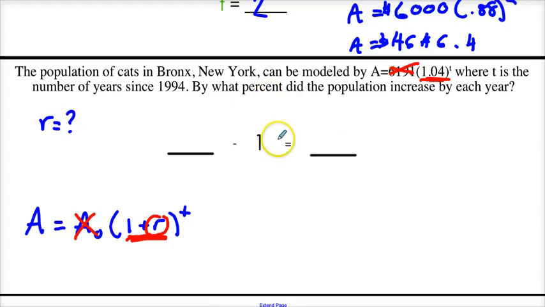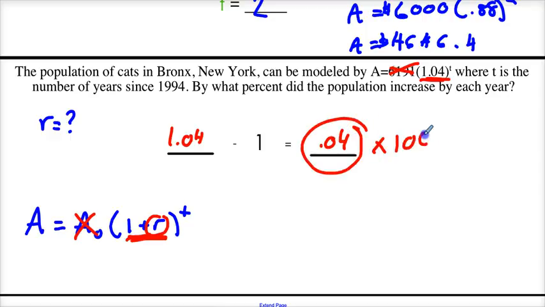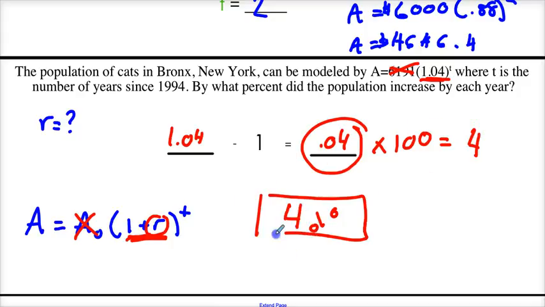So this is what you do. Since it's 1 plus R, you're just going to have to take that 1 away. So you take this value 1.04, and you do 1.04 minus 1. That gives you 0.04. Now this is not the percent. To get a percent, you always multiply this number by 100. And that gives you 4. So this increase is 4% each year. So the cat population goes up by 4% each year.